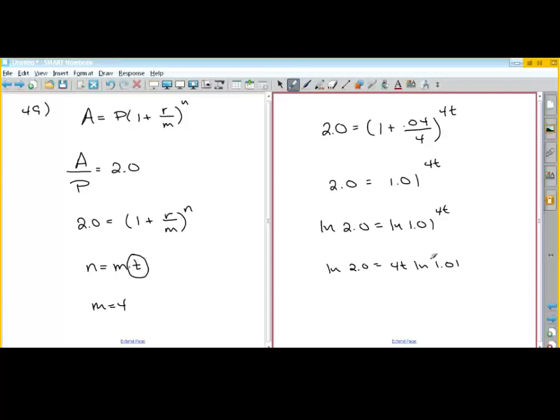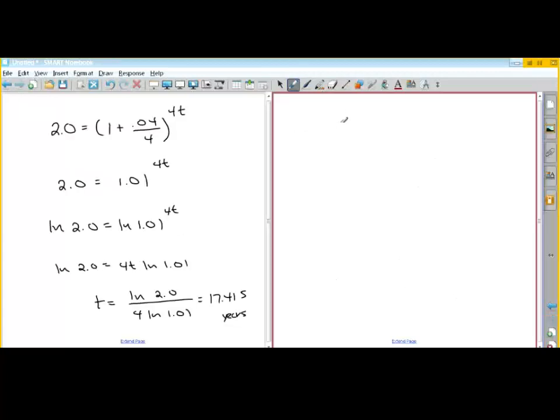So we could figure out what these are, but I'm actually going to solve for t. And so to solve for t, I need to divide by 4, and I need to divide by the natural log of 1.01. So you get the natural log of 2, which is on the left-hand side, divide by 4, and divide by the natural log of 1.01. Okay, so here we go. Plug it in: natural log of 2 divided by 4 divided by the natural log of 1.01. And I get 17.415 years.